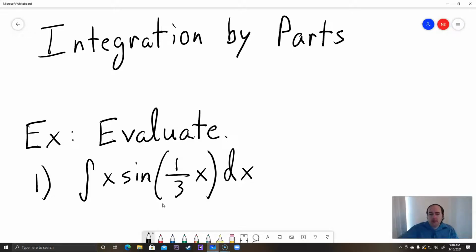You could try to do this by u substitution, but you're going to find that it doesn't work. For example, if you let u equal the inside of this composite function, sine of 1/3 x, so u equals 1/3 x, the problem is that du/dx is going to equal 1/3, and there's not going to be an x to cancel out with this one right here. So if you try u substitution, it does not work. You're welcome to try it on your own, but you could just take my word for it. U substitution does not work here.